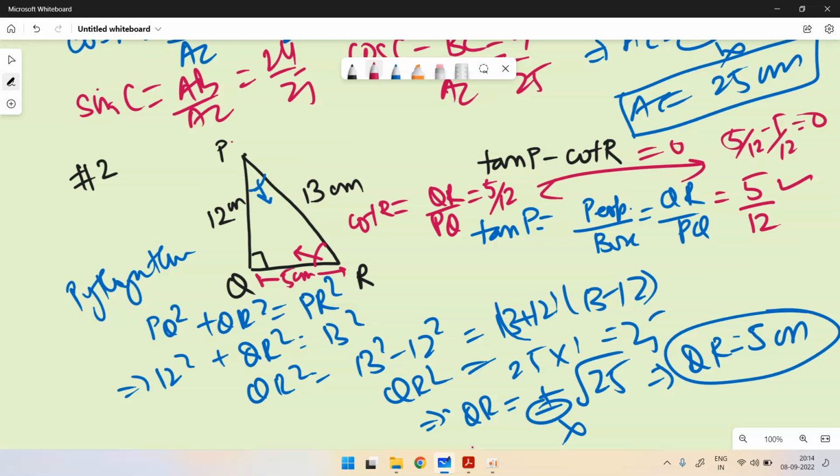And if you want to do it in short, since this theorem is not given to you earlier, it will come after the exercise. It can be given as a 1 mark question also. So cot R you can write as tan of 90 minus R. Now what is tan 90 minus R? Angle P plus R equals 90 degrees.